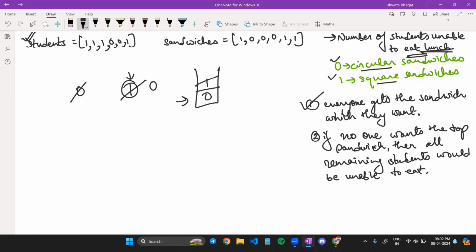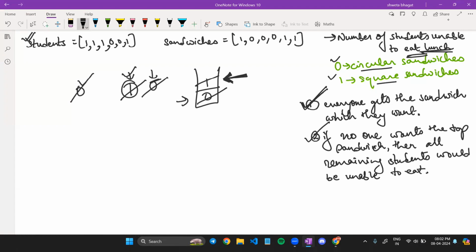And now the top value is this, and this child wants a circular sandwich. So we'll give this child the circular sandwich. And we can see that both children were able to eat their preferred sandwich, correct? So the first case would be that everyone gets to eat the sandwich. And when could it be possible? It could be possible when there exists a child who wants to eat the top element, correct? So whenever that particular statement holds true, that is, when there always exists a child who wants to eat the sandwich present at the top, then everyone would be able to eat, right?